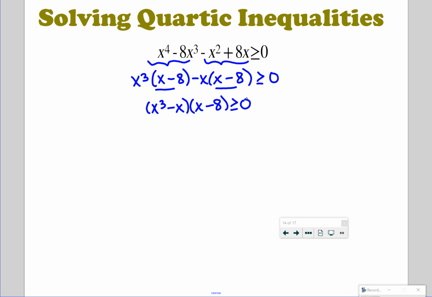Now it looks like we can actually do a little bit more factoring. Both of these terms have an x in common.